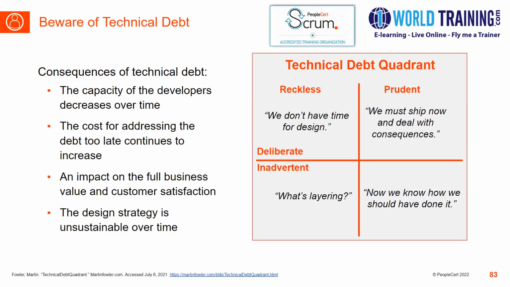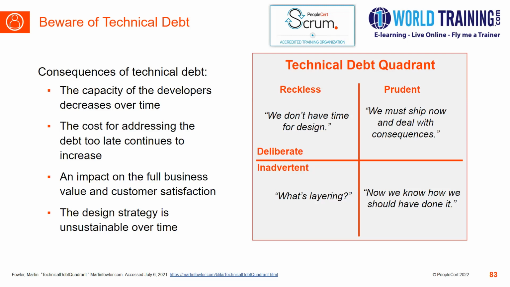So these are the four types of debt which the team needs to keep looking at, whether it is reckless debt, prudent debt, deliberate debt or inadvertent debt. The consequences of these technical debts can be summarized as: the capacity of developers decreases over a period of time if it is reckless debt, and the cost of addressing the debt continues to increase if addressed too late.